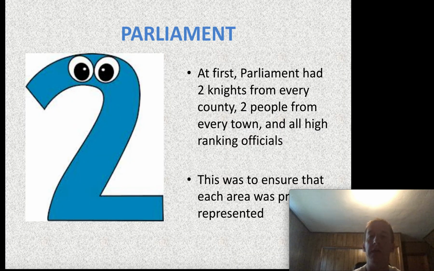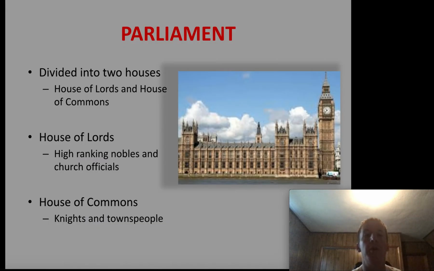At first, Parliament had 2 knights from every county, 2 people from every town, and all of the high-ranking officials. This was to ensure that each area was properly represented. Parliament was divided into 2 houses. This should sound somewhat familiar, hopefully. The House of Lords and the House of Commons. The House of Lords were the high-ranking nobles and church officials. The House of Commons were the knights and the townspeople.